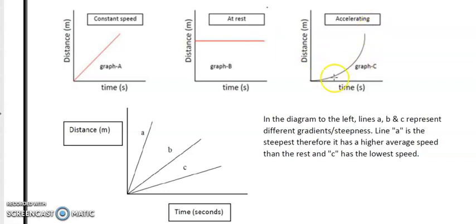Now, these ones show constant speed. A, B, and C show constant speed, but A is a higher speed because the graph there is much steeper. So A is the steepest, therefore it has the higher average speed. It's constant speed, and then B is the second highest constant speed, and then C is the lowest constant speed. So this is where we leave it for today.